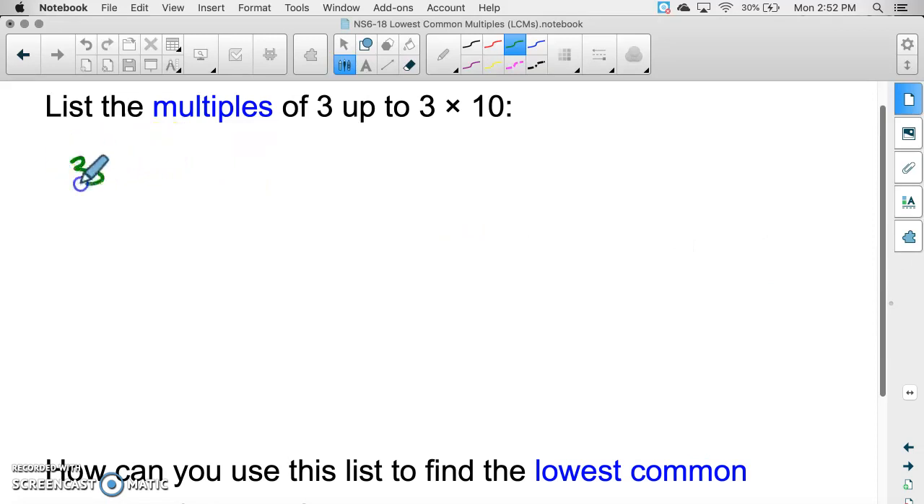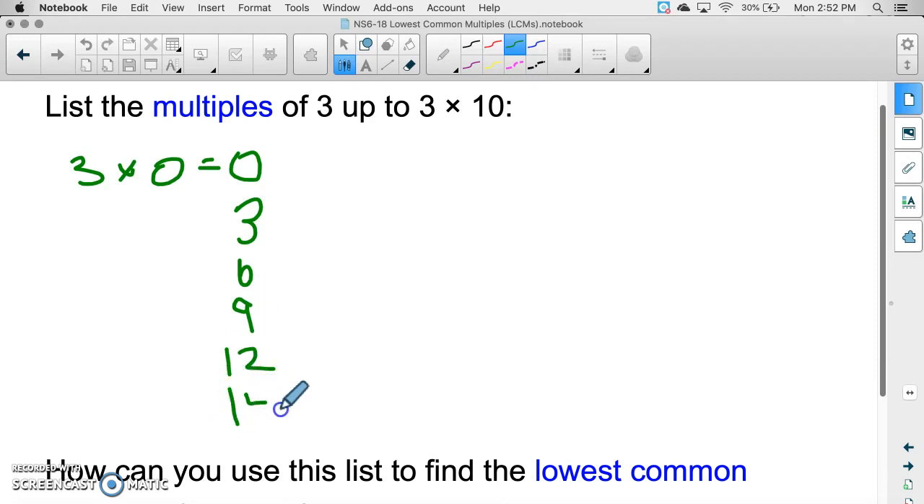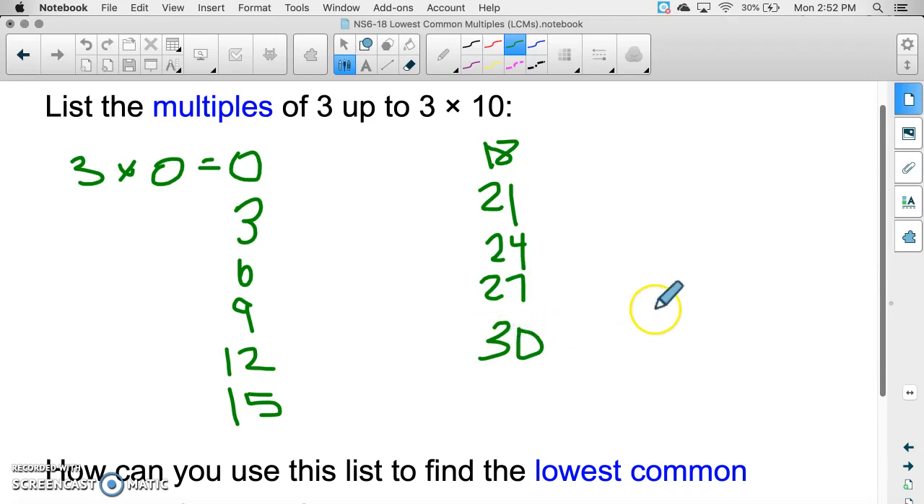So we know that 3 times 0 is going to give us 0. Then we're going to go 3, 6, 9, 12, 15. I'm running out of room, so I'm just going to hop over here. 18, 21, 24, 27, and 30.